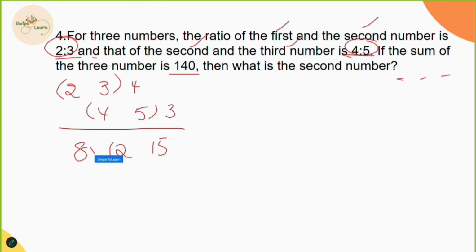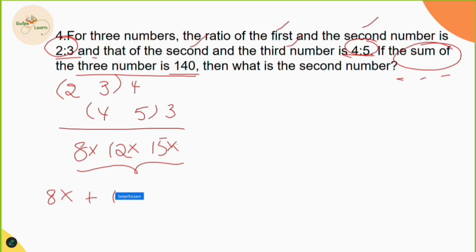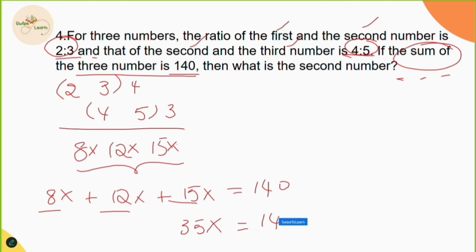Now what we do? Replace x. After replacing x, we need to sum up all this because they said that the sum of three numbers is 140, which means that 8x plus 12x plus 15x equals 140. 15 plus 12 plus 8 becomes 35. 35x equals 140. By doing cancellation, x becomes 4. So x equals 4.